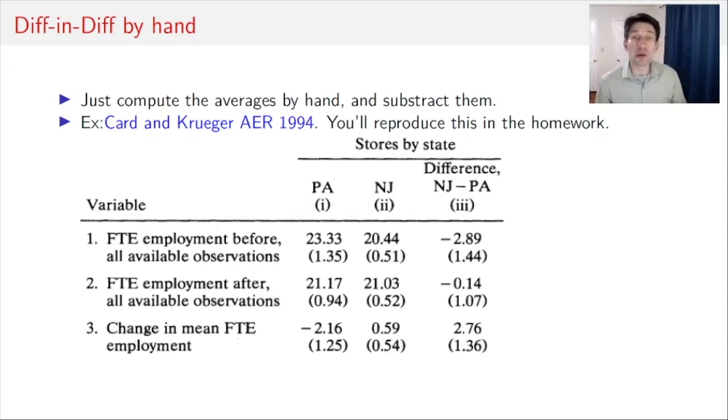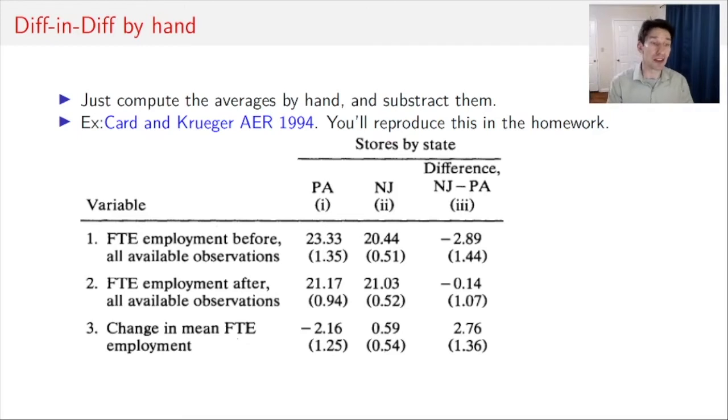How would you actually compute a difference in difference estimator? Well, you can simply do it by hand, right? You can compute the averages for the 4 groups, the averages that correspond to these 4 points that I showed you on the previous slides, and then just subtract them. Take the first difference and then take the second difference, and you have your difference in difference estimator.